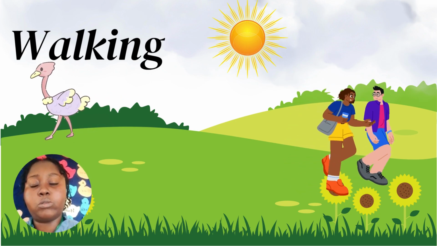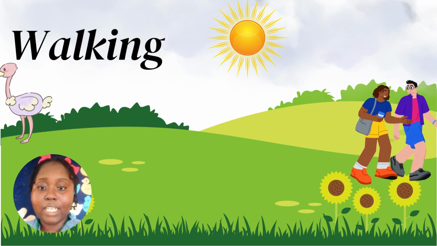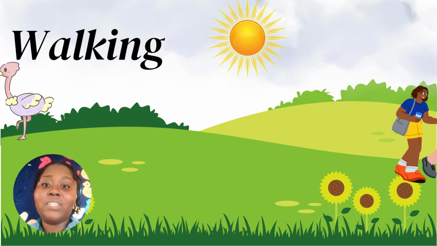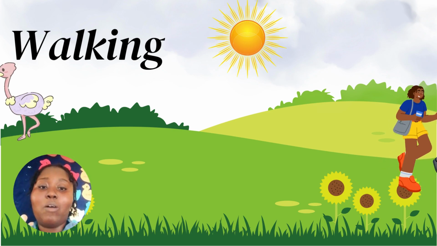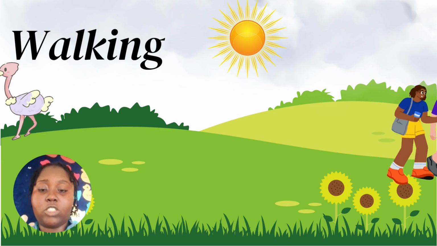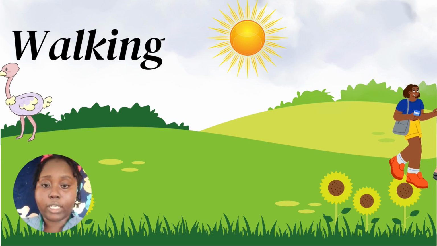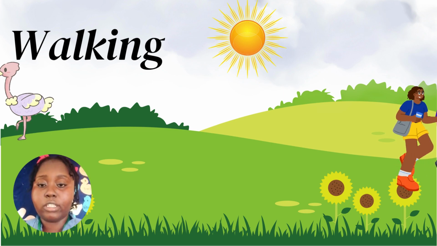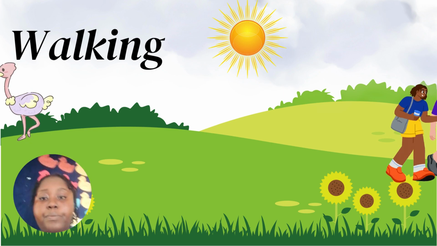The first movement we'll be talking about is walking. Is what? Walking. So, as we can see in the video, the boy and the girl are walking. The ostrich is also doing what? Also walking. So the first thing is living things walk. Living things do what? They walk.